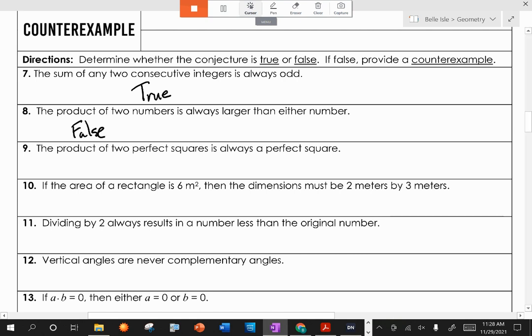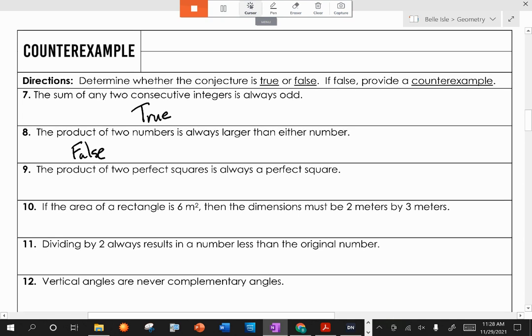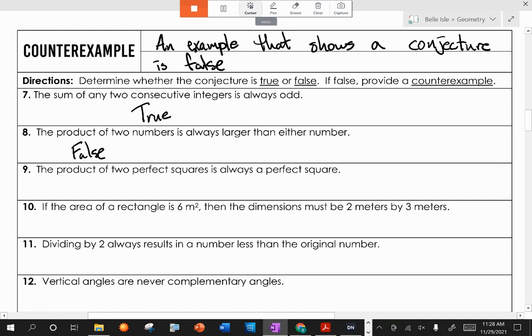So this is where we're going to go back up and look at our definition for counterexample. A counterexample is an example that shows a conjecture is false. All of the statements on this back page are conjectures. Some of the conjectures are true, some of them are false. If they are false, you must give a counterexample.